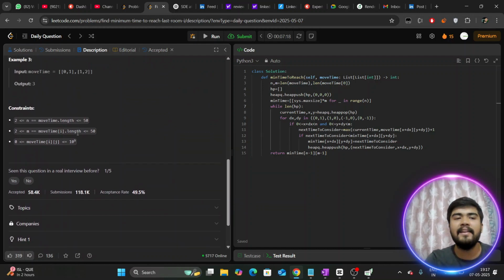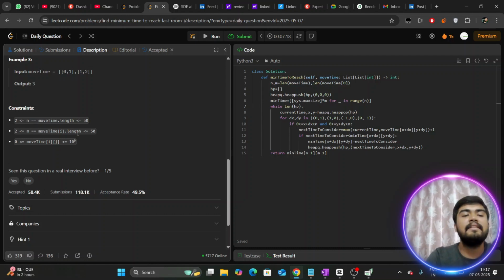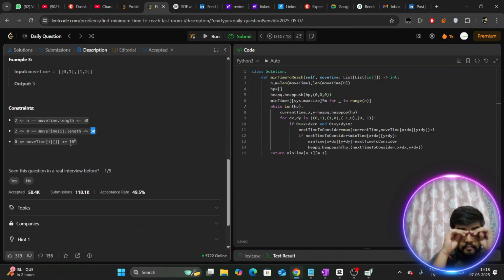If not, then I would definitely suggest going to the OneNote explanation one more time if you don't get the gist on the first go. So our n can grow as big as 50 and m can grow as big as 50, and move time is in the range of 10 raised to the power 9. So tell me guys, just seeing this problem, what is actually coming to your brain?